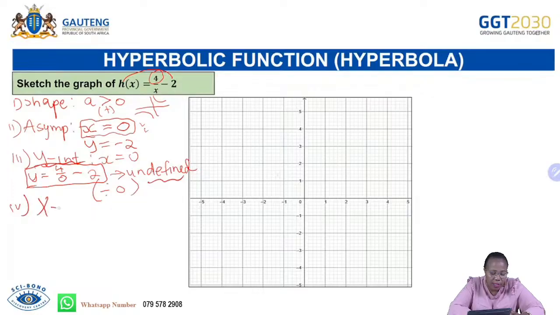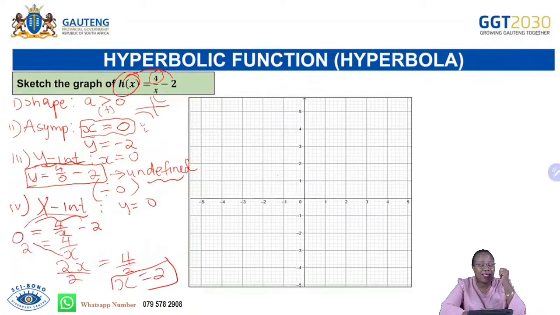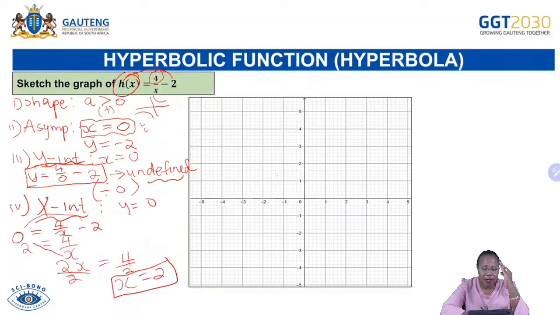And now let's look at the x-intercept. When y is equal to 0, you put 0 this side. It will be 0 equal to 4 over x minus 2. Transpose minus 2 to the left, positive 2, and then 4 over x. We cross multiply by x. It will be 2x equal to 4. Divide by 2 both sides. Therefore, x is equal to 4 over 2, which is 2. That is your x-intercept. So we depend on the shape, the asymptotes, and the x-intercept to get your hyperbola. Shape, asymptote, and your x-intercept.